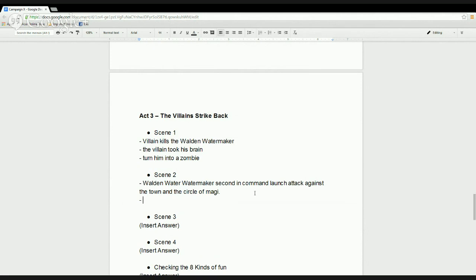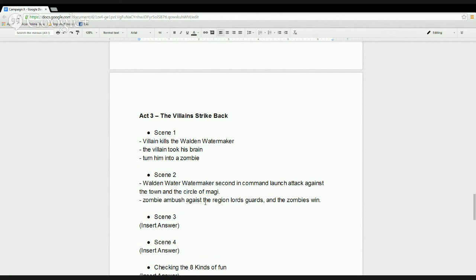So in the second scene, there's a zombie ambush. That's the Legion Lord charge. Okay, and that's going to be the next big combat scene.